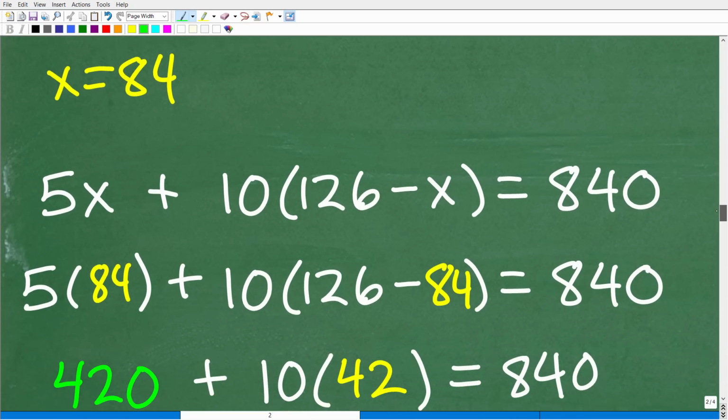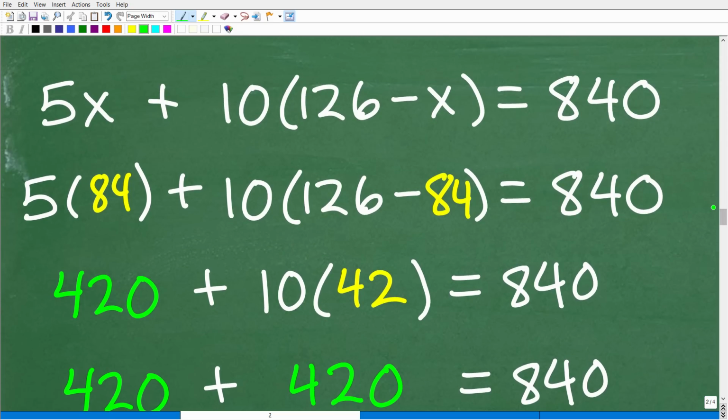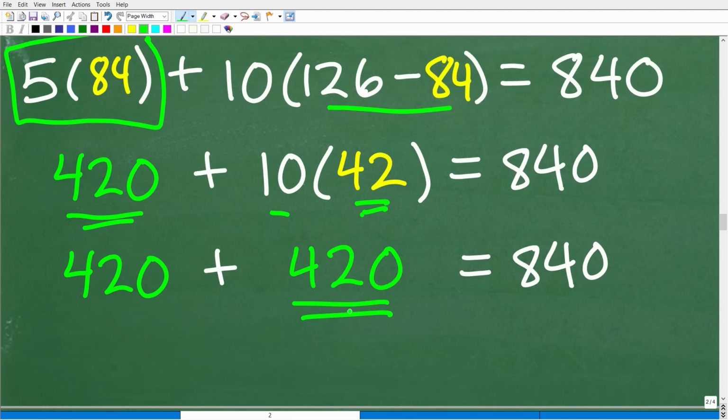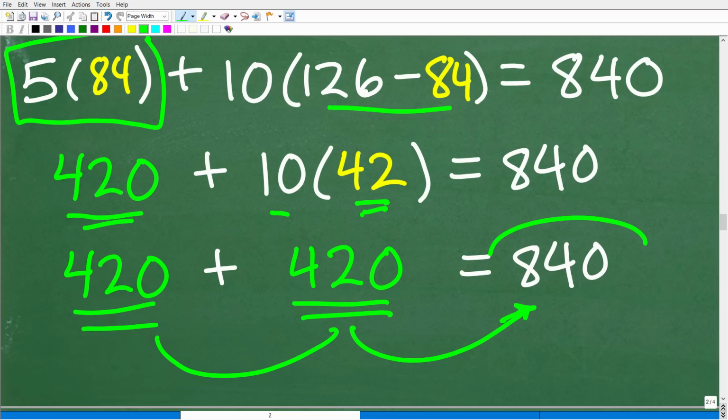Well, indeed it does. And you can also plug this into the original equation as well. But let's go ahead and see the math here. So 5x, remember, this is the value with 84 fives. So 84 times 5, he's going to have $420. Now, how many 10s does he have? Well, 126 minus x. So that's 126 minus 84, which is 42. So 10 times 42 is 420. That's how much money he has with the $10 bills. He has 420 with the $5 bills, and together he has $840.